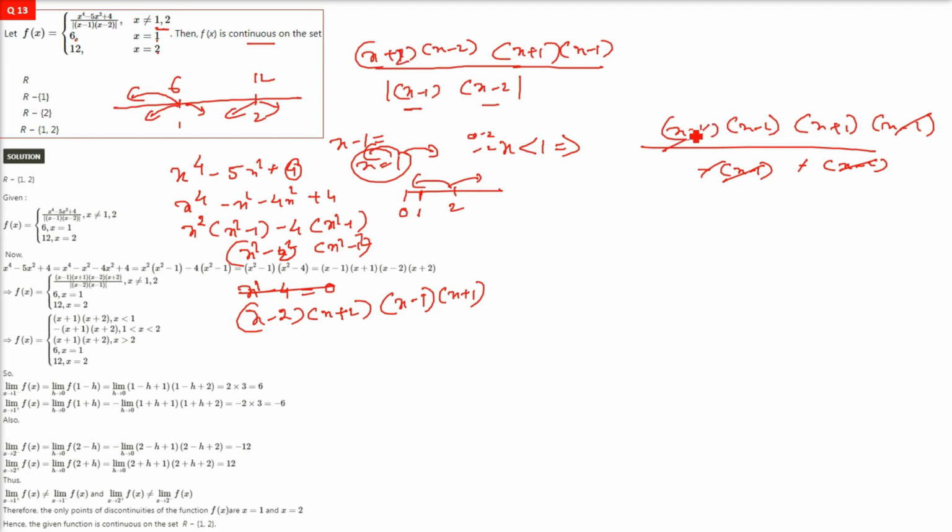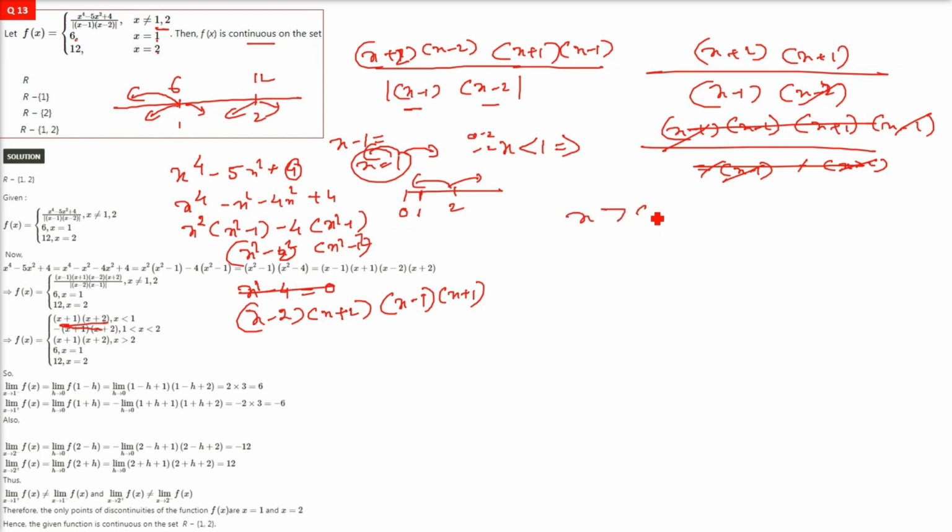This is for x less than 1. Now you have to check for x greater than 2 also, and for x in between 1 and 2 also. So what I am doing here is x minus 1, x minus 2. I am writing it again just in case you miss something. So just cancel these two, and x plus 2 and x plus 1. Only the positive values will remain, because the negative in the denominator becomes positive.